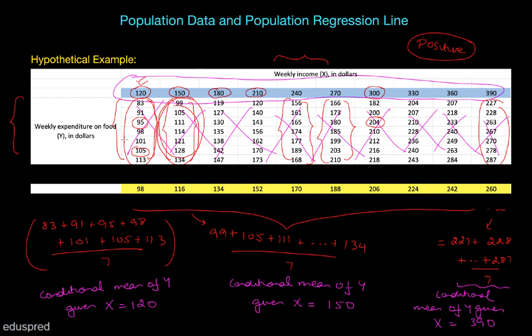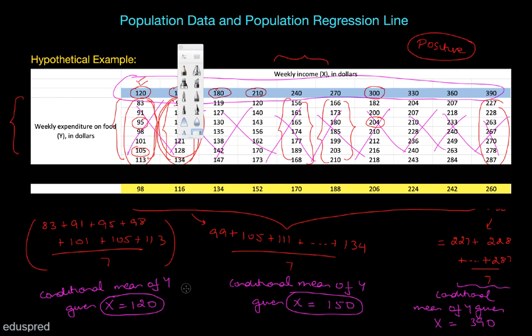Note that the word conditional is important over here because this 98 is only the mean of y given that x is equal to 120. So we have a condition. Okay, so if x is equal to 120, then the mean of y is equal to 98. If I change the value of x, the mean of y is also going to change. So if I go from x equal to 120 to x equal to 150, the mean of y is going to become 116 then. And this is what you call conditional mean.